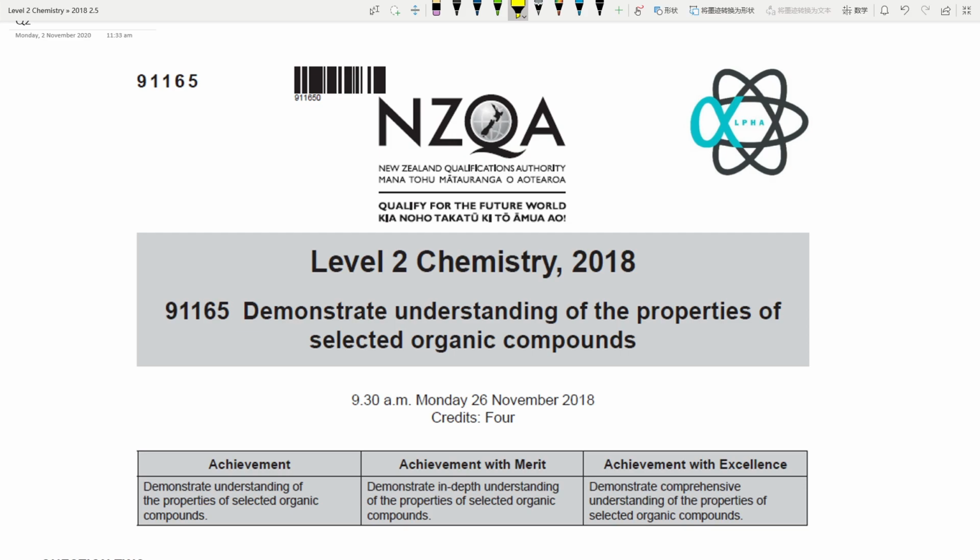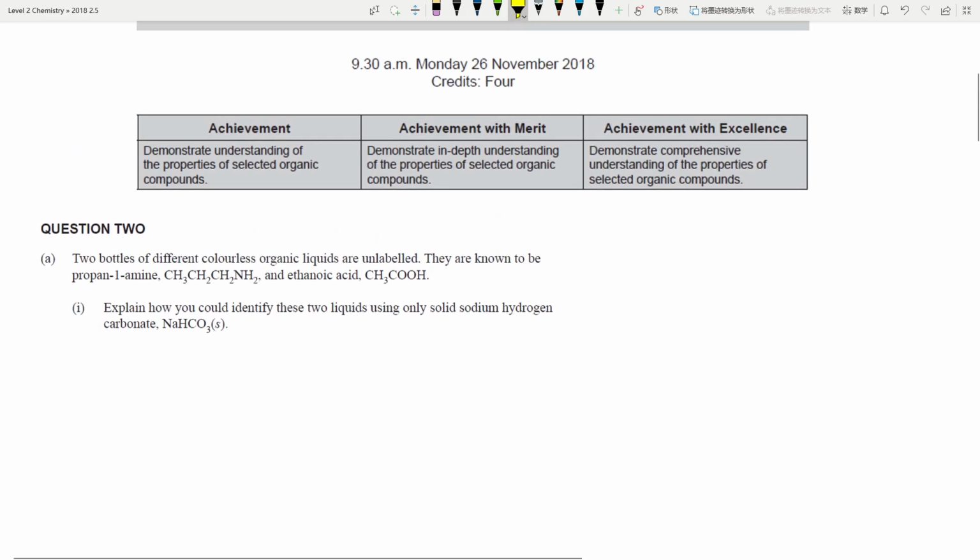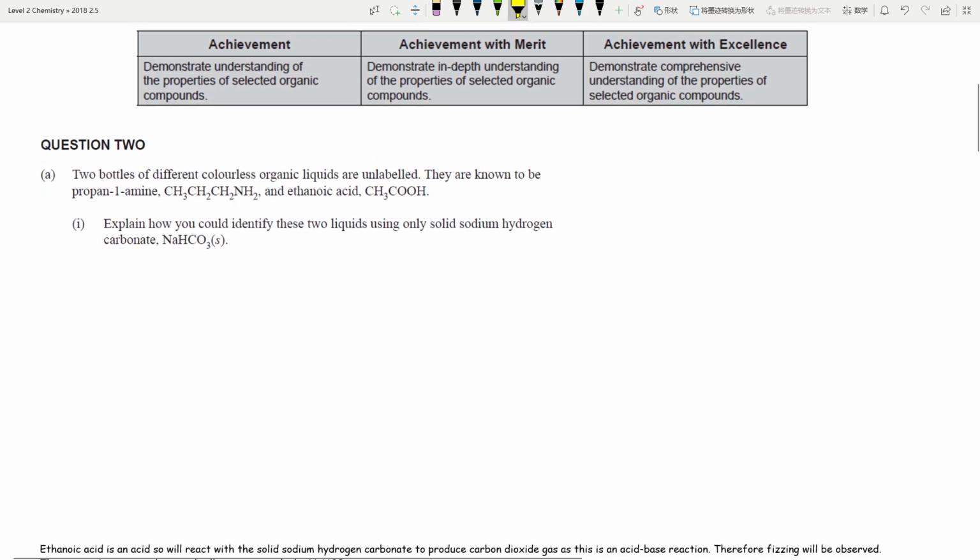But let's get on with this question 2. We have 2 bottles of different colorless organic liquids that are labeled. They're known to be propyl-1-amine and ethanoic acid. How could you identify them using only sodium hydrogen carbonate?